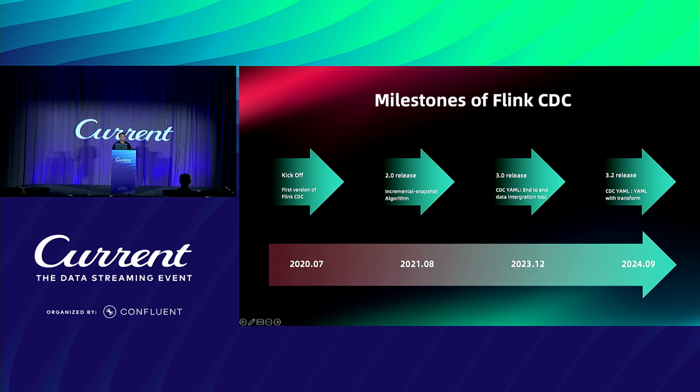About the Flink CDC project milestones, we released the first version of Flink CDC in 2020 and released the 2.0 version in 2021. And we released the 3.0 version in 2023. After that, we donated the project from Ververica to the Apache Flink community. This month, we just released the latest 3.2 version.